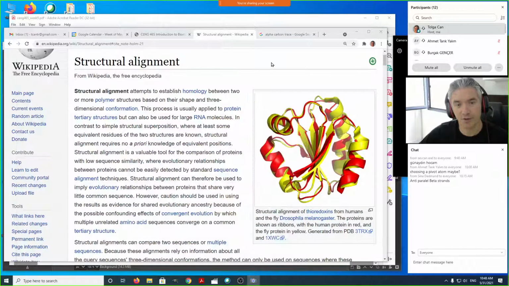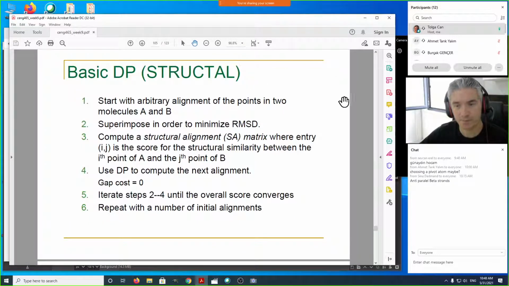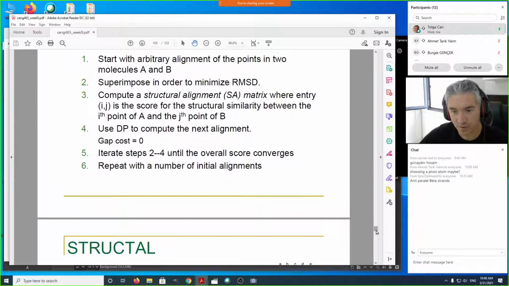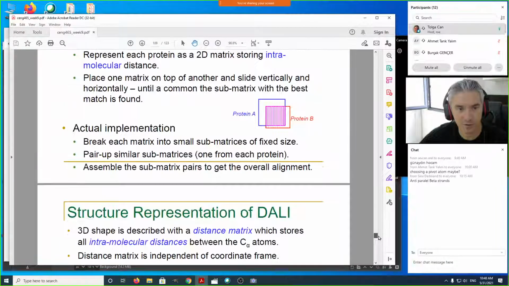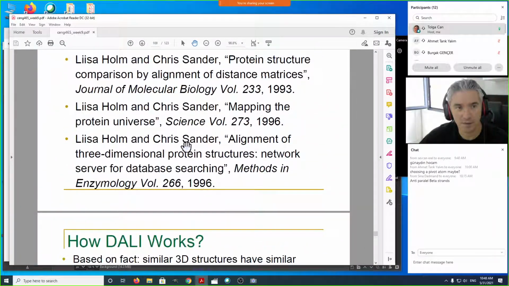All right, let's continue. So I'm going to come back to the STRUCTAL algorithm, which uses iteratively a dynamic programming algorithm to compute the scores of matches from distances every time iteratively. We are going to see that. But let's first take a look at how DALI works.